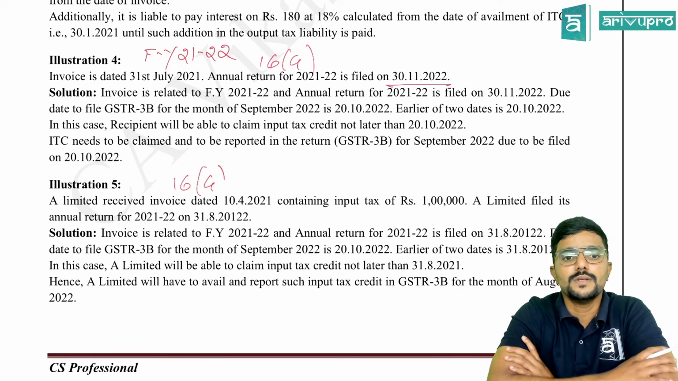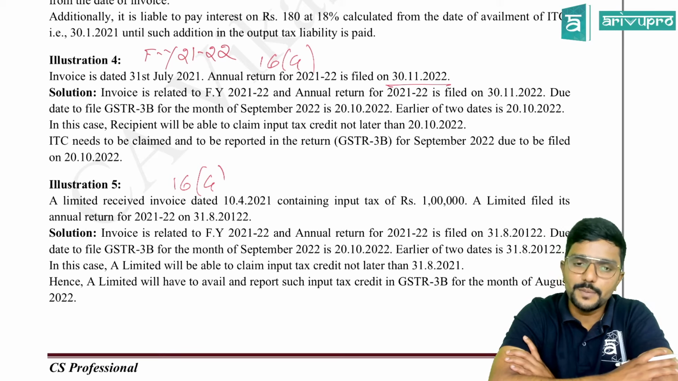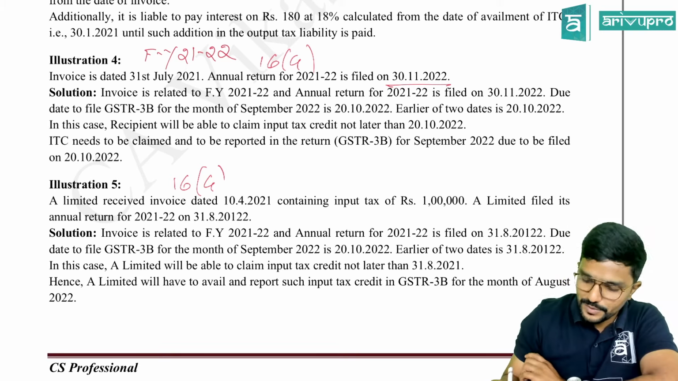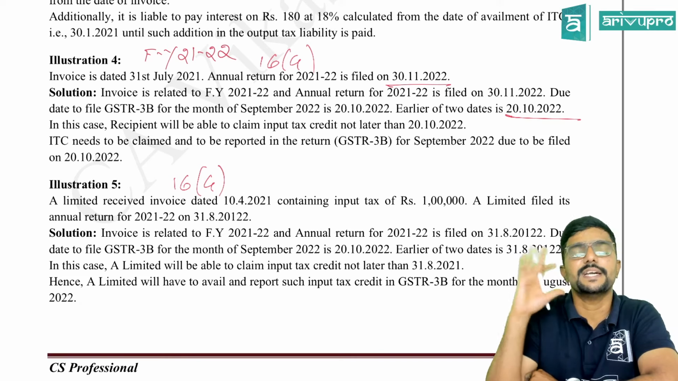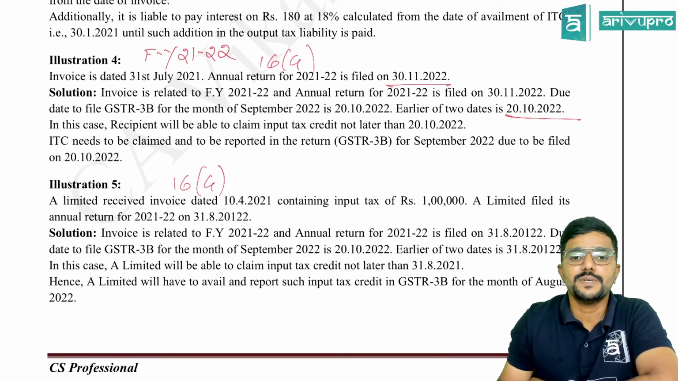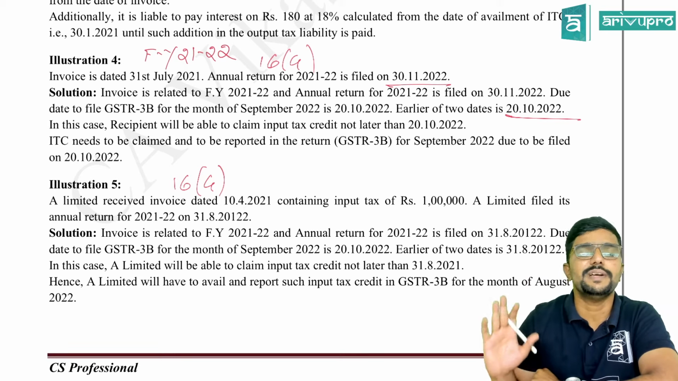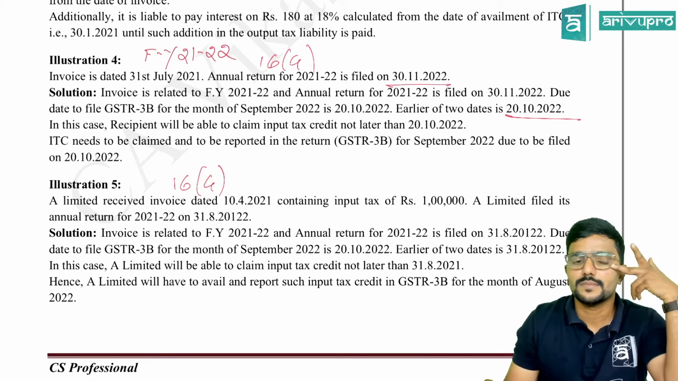Okay. Annual return for financial year 21-22 is filed on 30th November. Due date to file GSTR 3B for the month of September 22 is 20th October 22. Earlier of the two dates is what? 20th October. Before this date, credit should be claimed. In this case, the recipient will be able to claim the input tax credit not later than 20th October, means on or before 20th October he has to claim it.